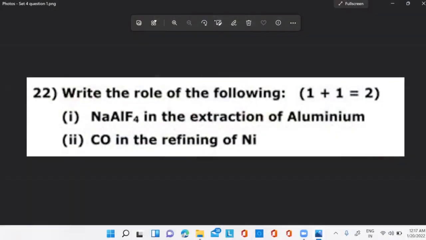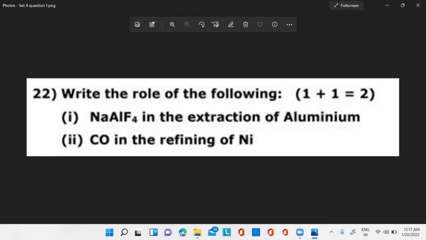Today, I will discuss one question from the CBSE 2020 chemistry question paper. Question number 22, part 2. Write the role of the following: the role of carbon monoxide in the refining of nickel. So what happens over here? When nickel is heated in a stream of carbon monoxide, it forms a compound which is volatile in nature, and the name of the compound is nickel tetracarbonyl. When we heat this nickel tetracarbonyl further at a higher temperature, it decomposes and thus pure nickel can be obtained.